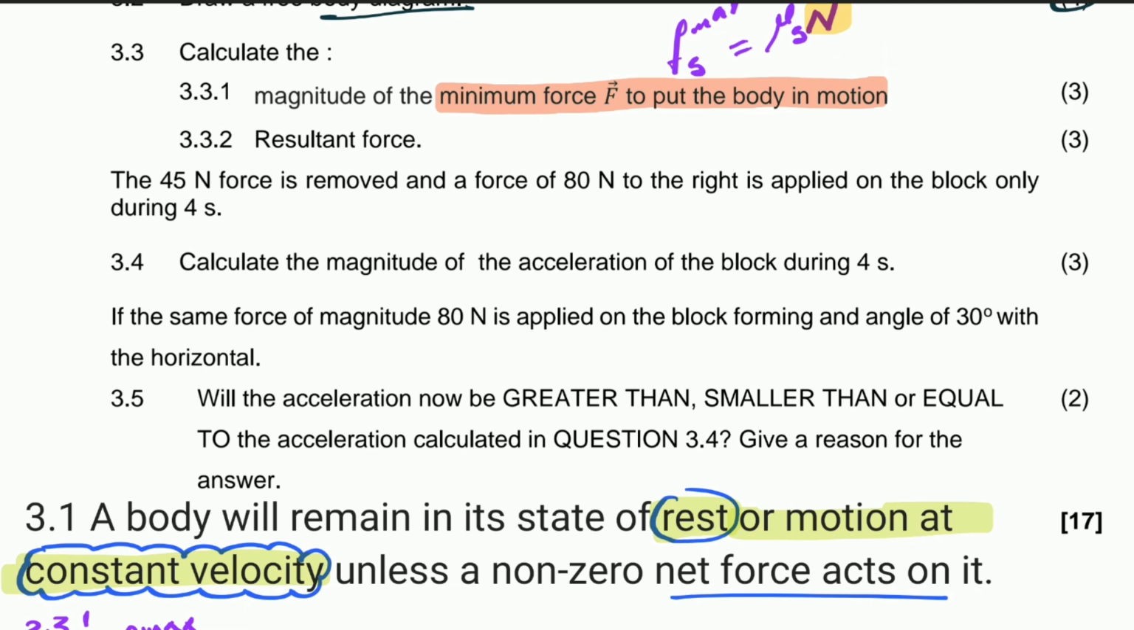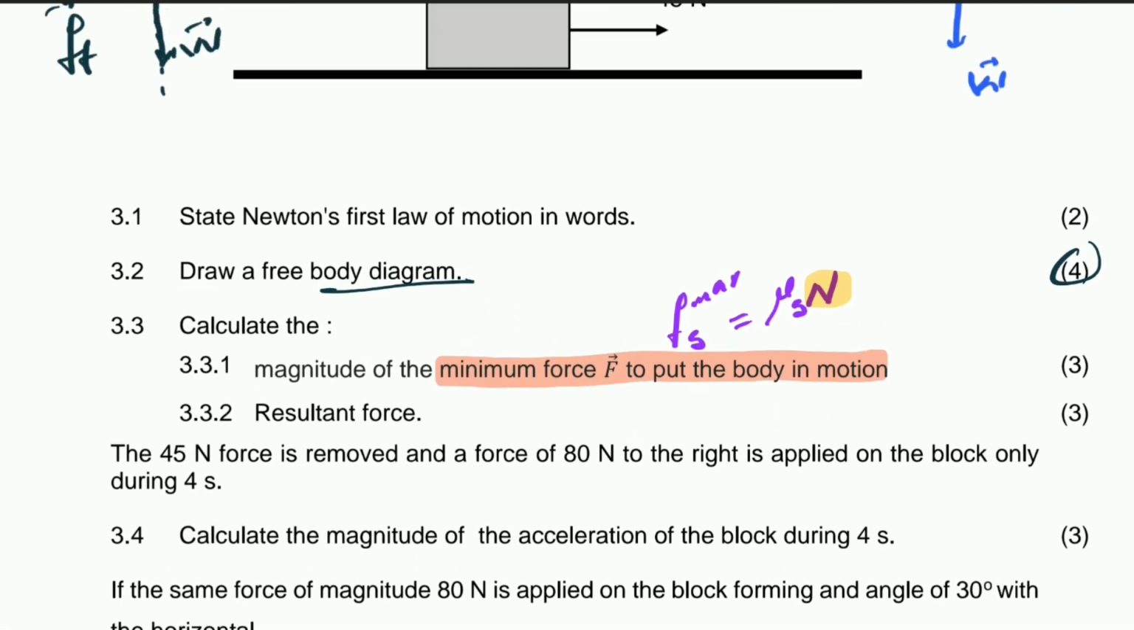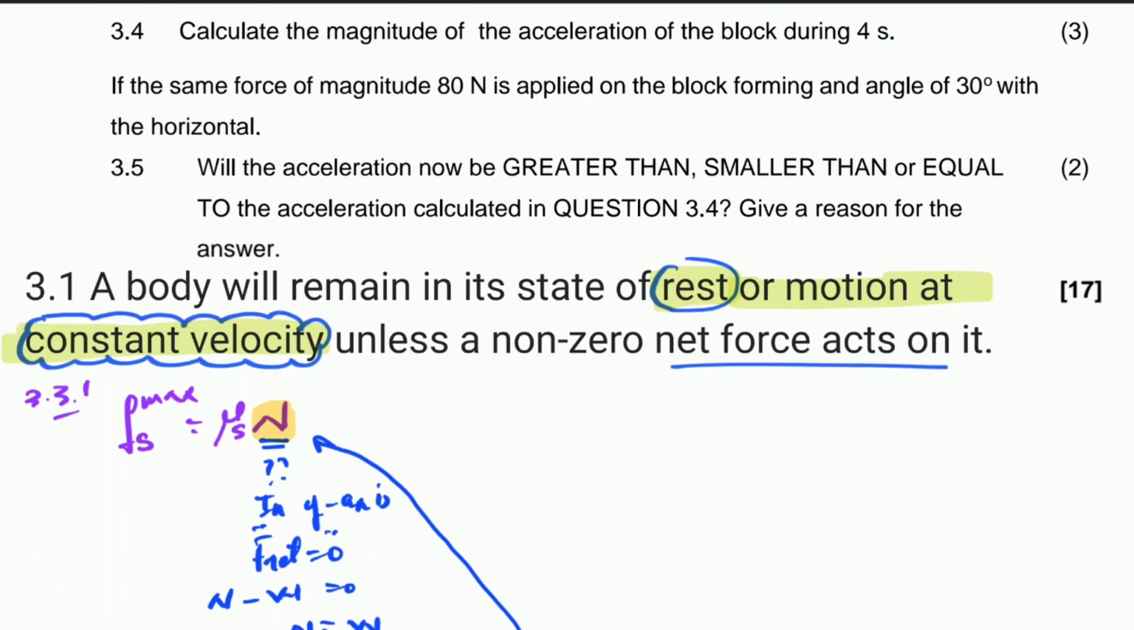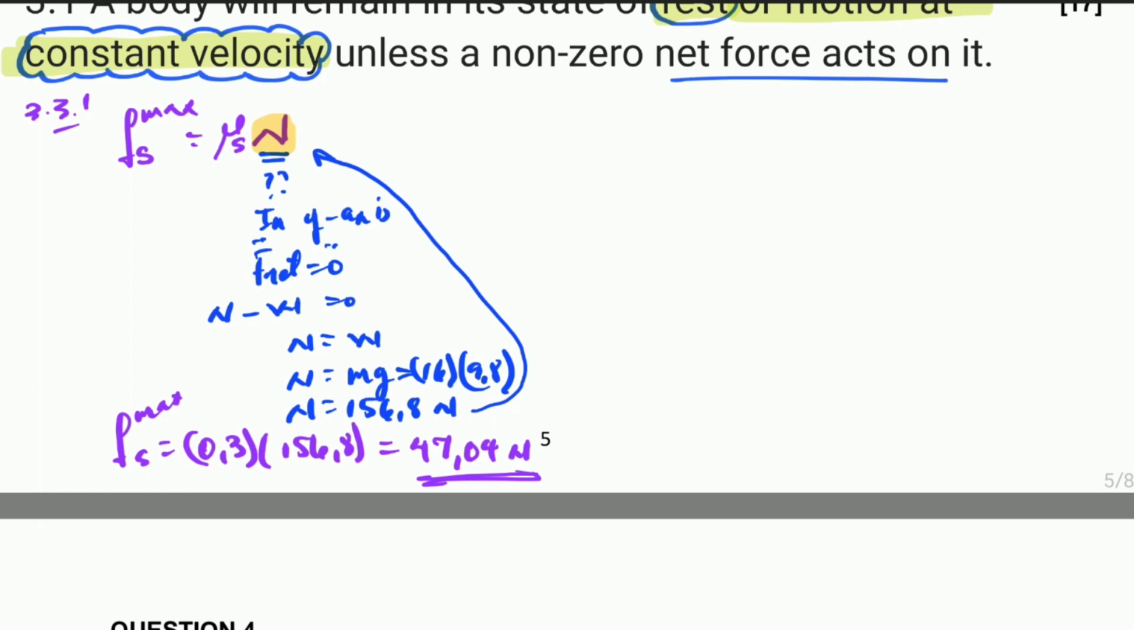And calculate the resultant force. Now, this one, even though it does not look too difficult, is a little bit tricky. Why? Because the minimum force needed to start moving the object is 47,04 Newton. I want you to really look carefully here.